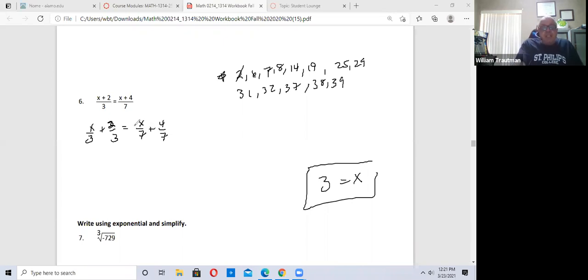There's another way of doing it, but I don't think I showed you how to do that, where you can cross multiply and all. If you can do it another way and get the same answer, it's fine.